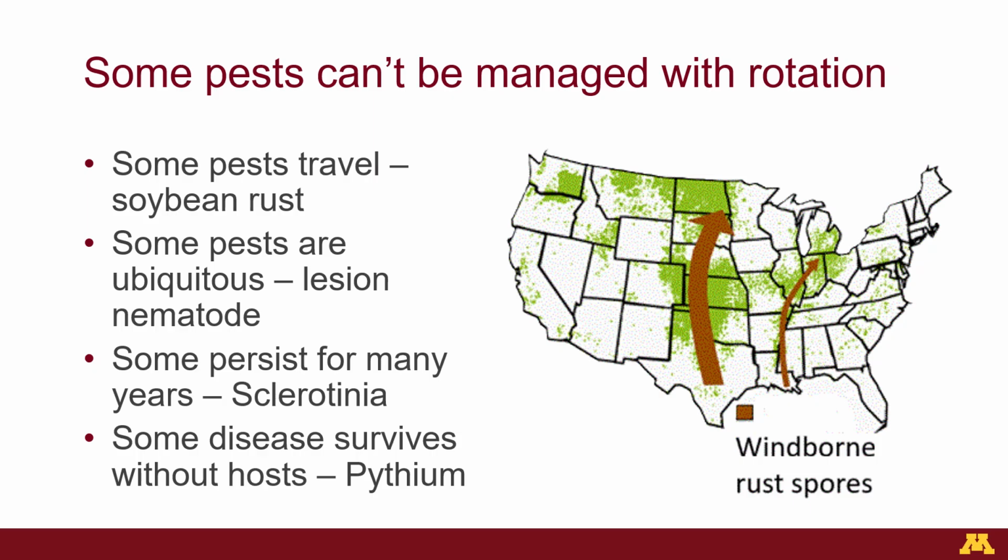Some pests, such as lesion nematode, infect a wide range of hosts and are ubiquitous in the environment. Some disease pathogens, such as Sclerotinia, and also some nematodes, have dormancy structures that persist for many years. Some disease organisms, like some types of Pythium, don't need hosts and survive in the soil on their own.